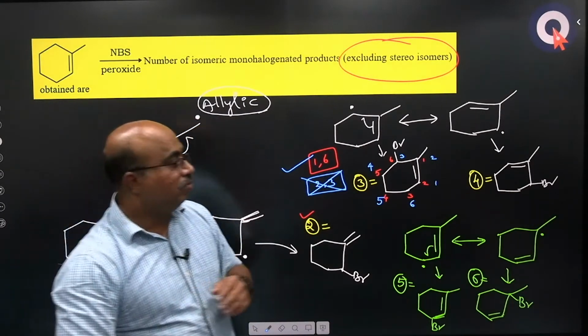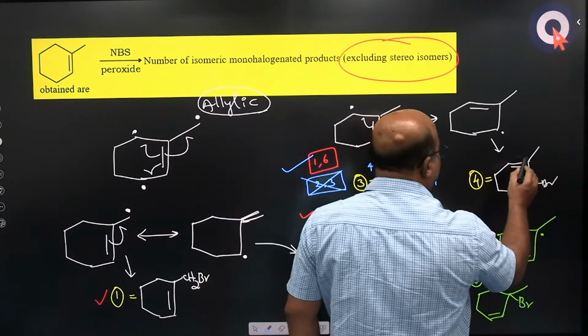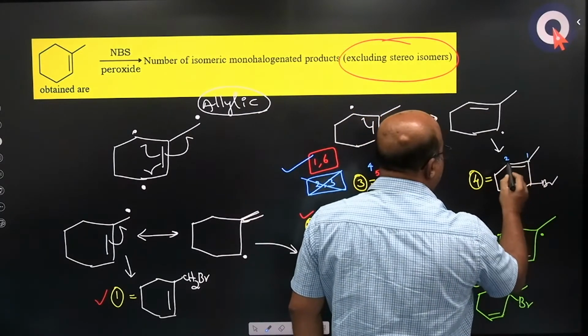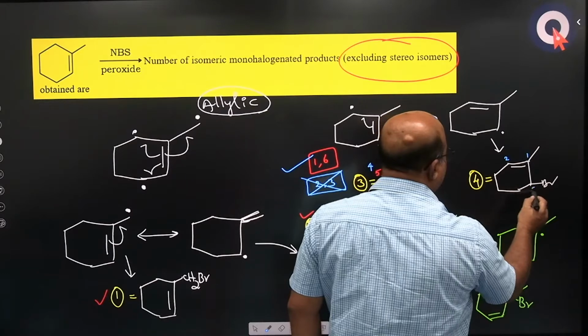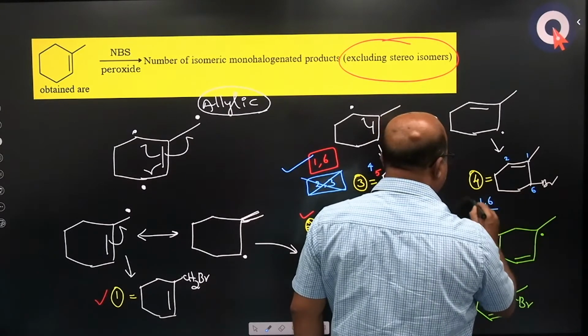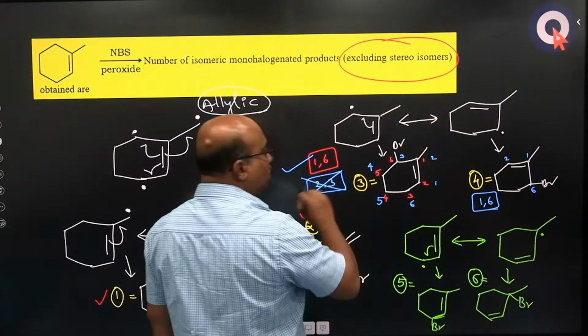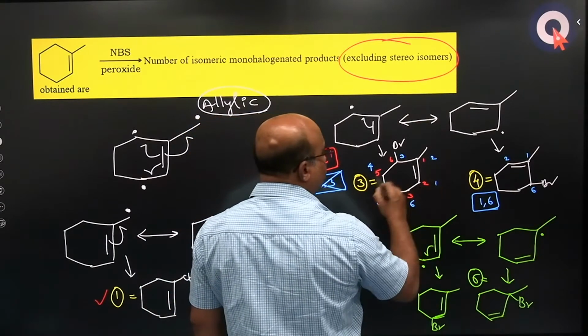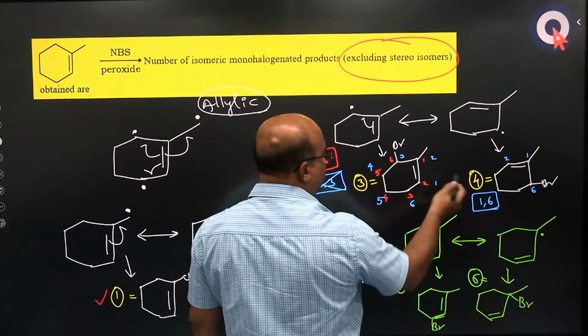Okay, what about this one? This is also again 1, 2. You can't number from this side, so this is again 6. So this is also 1, 6. Means both these compounds, 3 and 4, are actually the same. 3 and 4 are the same.